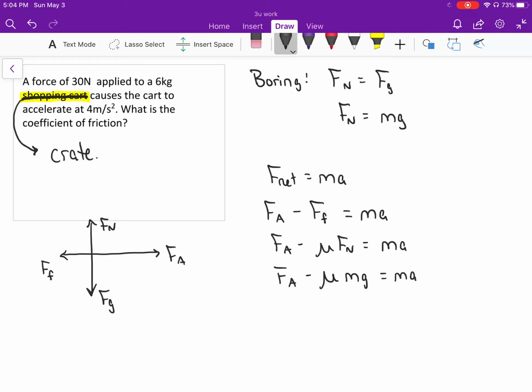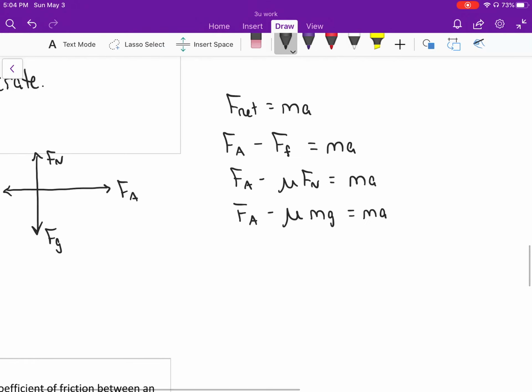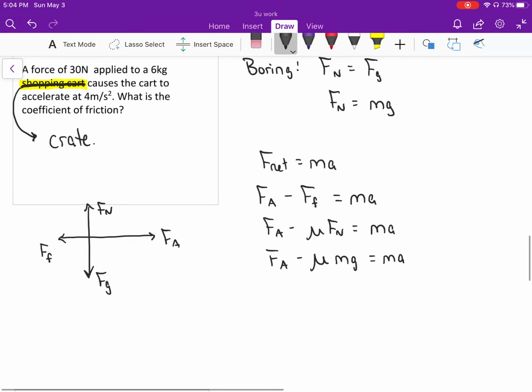The way this particular question is set up, we now know everything except the mu. The Fa was given as 30. Oops. The Fa, there we go, bring it back. The Fa was given as 30. I don't know what the mu is, but I know the m was 6. G is always 9.8. The m was 6, and the question says it's accelerating at 4.